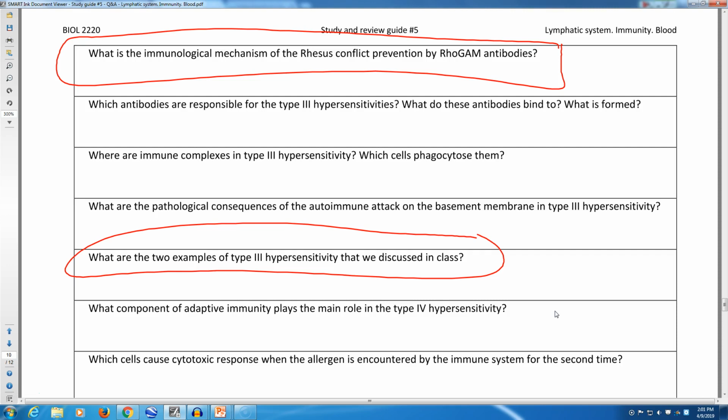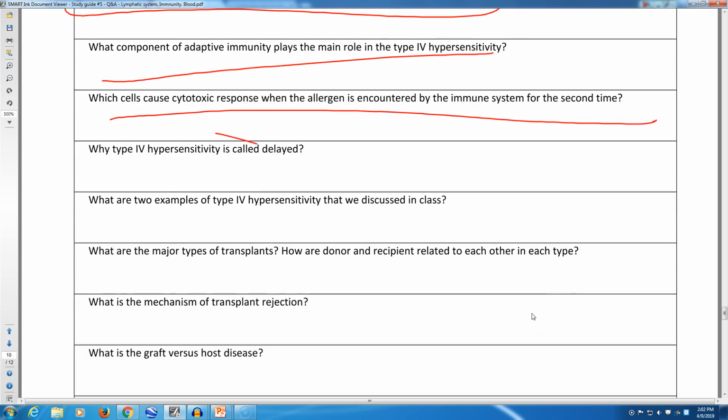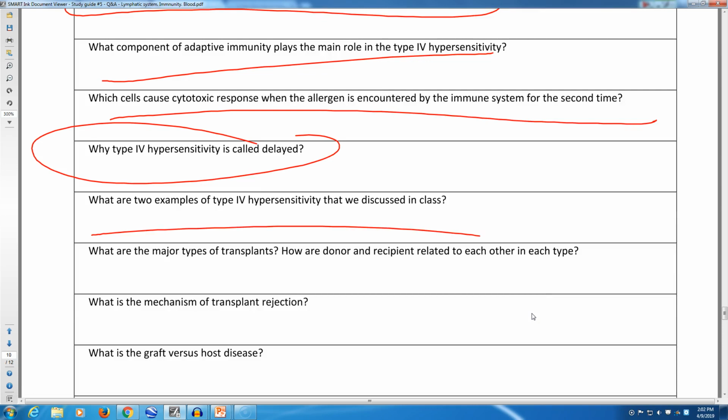Type 4, know the mechanism. Exposure to an antigen, development of cellular response. Second exposure to the same antigen, cytotoxic T cells and macrophages start to attack the antigen, which leads to inflammation, local inflammation. So we call it delayed because it's T cell mediated. All right. So cells that cause cytotoxic response are macrophages and cytotoxic lymphocytes. It's called delayed because it takes time. Two types, TB test and poison ivy reaction.